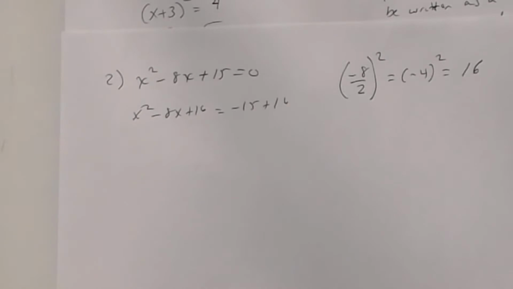The left-hand side is now what kind of trinomial? Perfect square. That means that when you factor the left-hand side, it's going to be a binomial raised to the second power. So what do you think? X minus 4 squared.